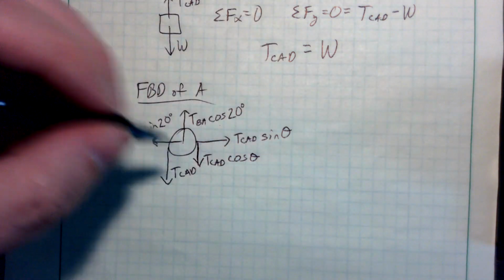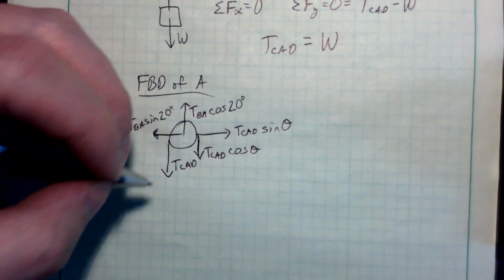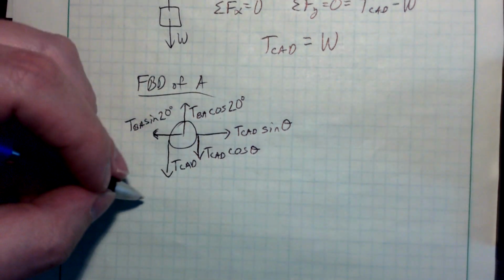I don't know why I wrote it BA here. You could write it AB, the same thing. You could write it ACD if you like, if you're OCD.